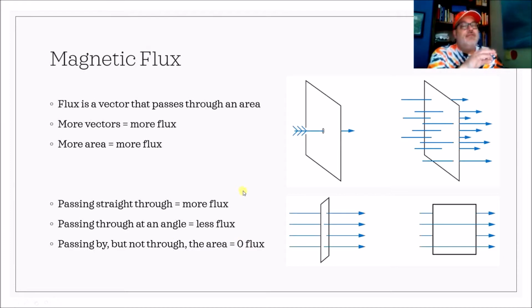So first, flux in general is any vector that passes through an area. I'm going to draw an arrow here passing through, or lots of them passing through. The more area there is, the more flux there'll be. Or the more arrows there are, the more flux there'll be. So more vectors, more area, more flux. And you get maximum flux when they pass straight through. You get less flux when they pass through, say, at an angle instead of straight through. And when they go by, they don't produce any flux at all. So like in this picture on the bottom right, there's no flux when they pass by the area.